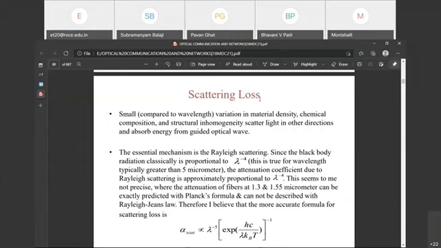But for scattering, it is the size of the impurity present, or the size of the material with respect to the transmission wavelength. What happens is that as it is tiny, the reflection by very small or minute impurities, you will call it scattering. So small variations in material density, chemical composition or structural inhomogeneity will scatter light in other directions and absorb energy from the guided optical wave. So this is the mechanism of scattering.